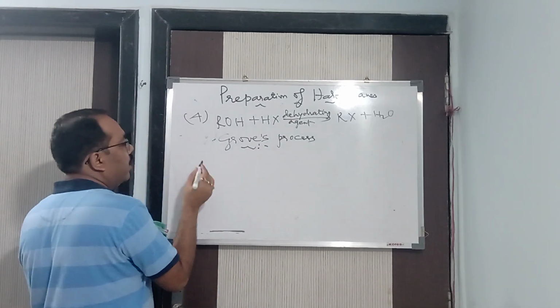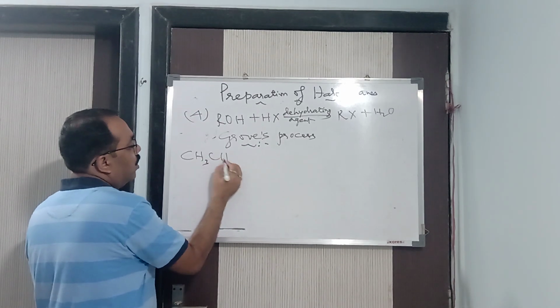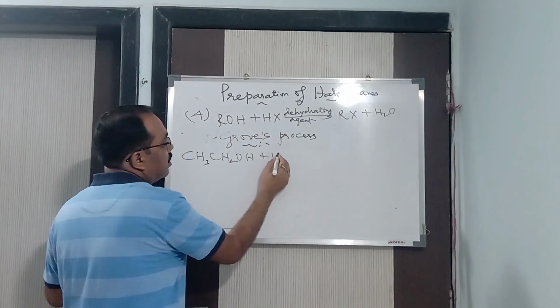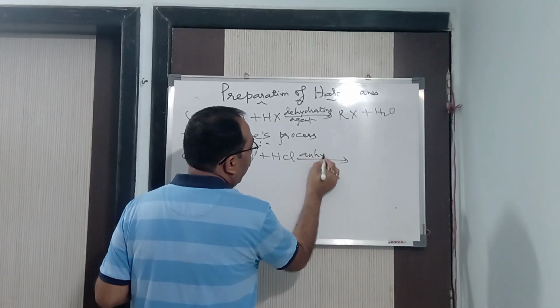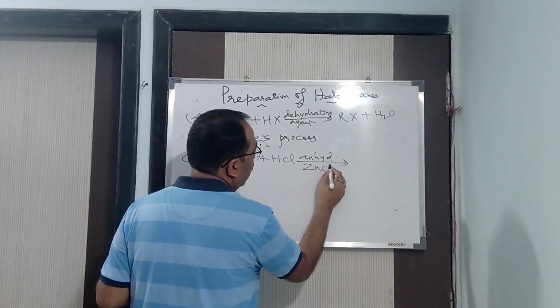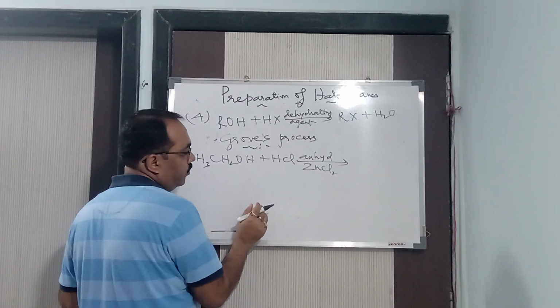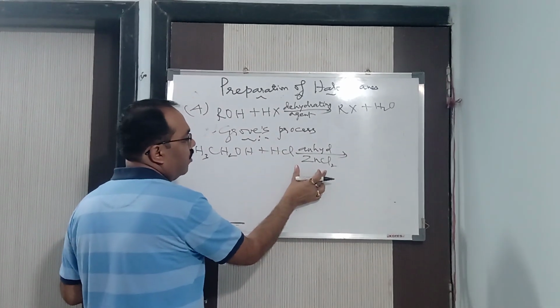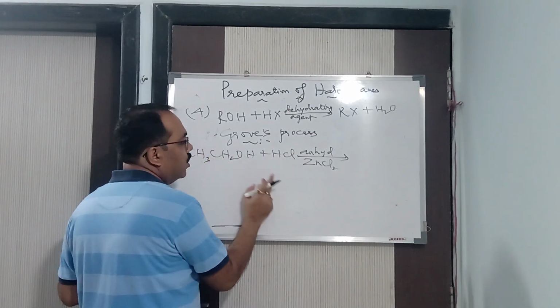So what dehydrating agent will we take? For example, suppose I do it from CH3CH2OH plus HCl, and here I will be taking anhydrous ZnCl2. Now why anhydrous ZnCl2? Anhydrous ZnCl2 first of all acts as a dehydrating agent. Point number 1.